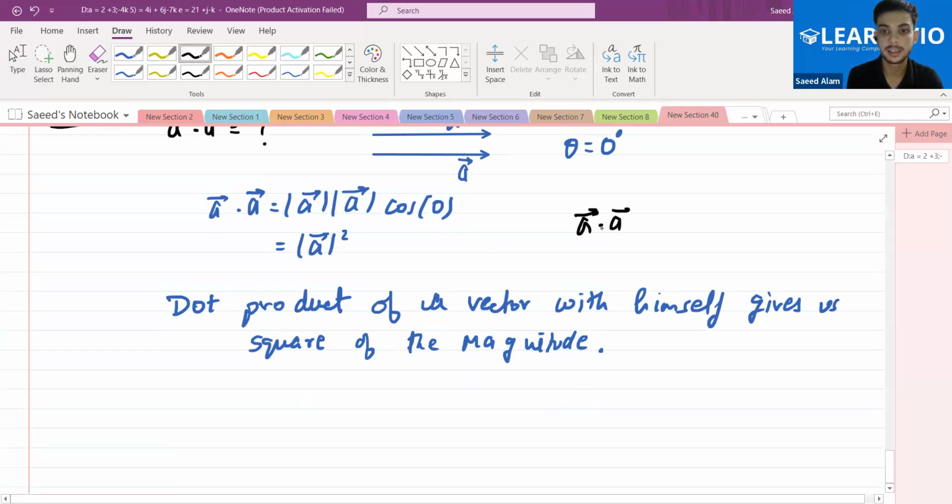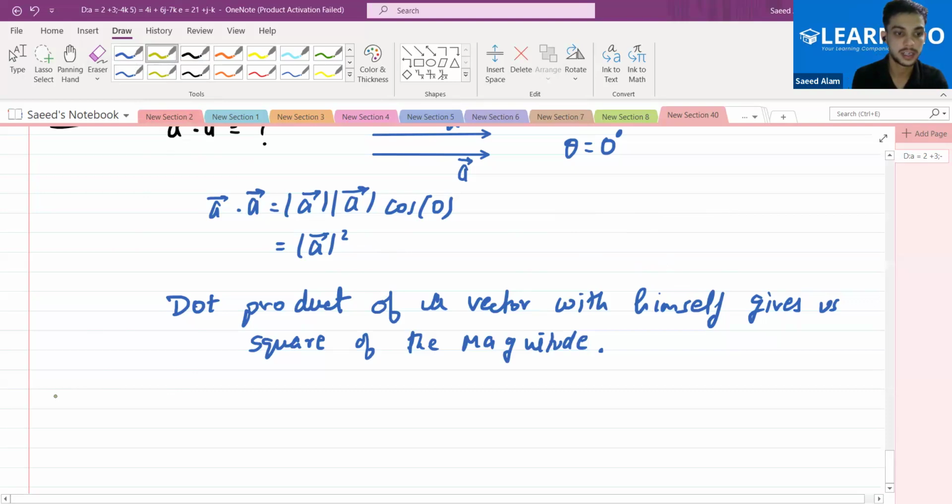If we do this and take the square root of the dot product, we'll end up with its magnitude. Understood? So writing this statement in this form is a good way, and whenever we require the magnitude of a vector, we can find it in this manner also.